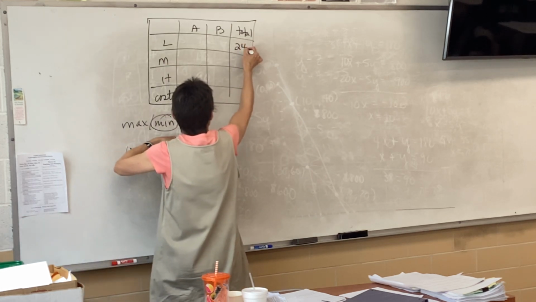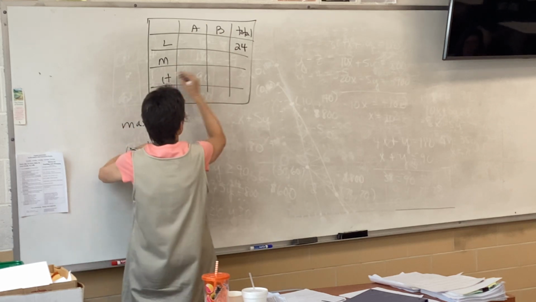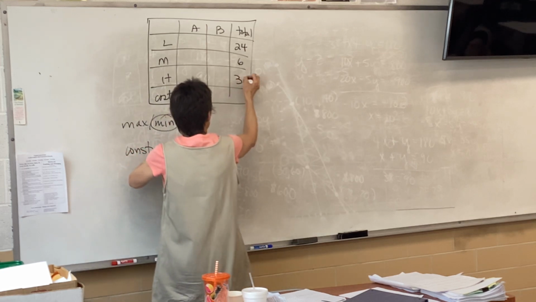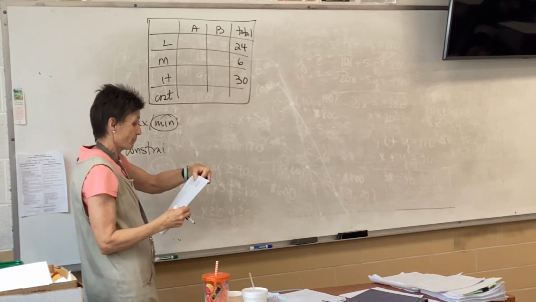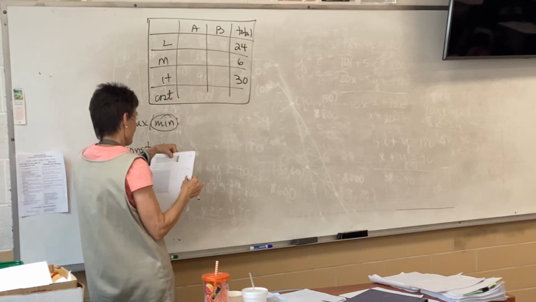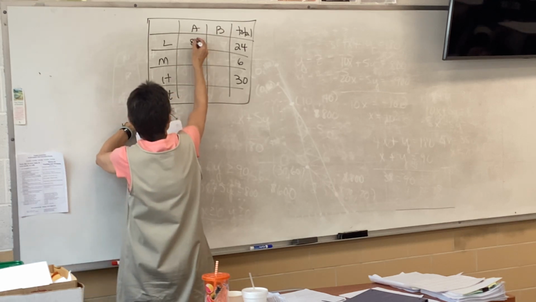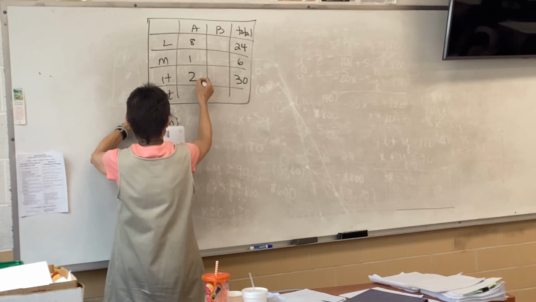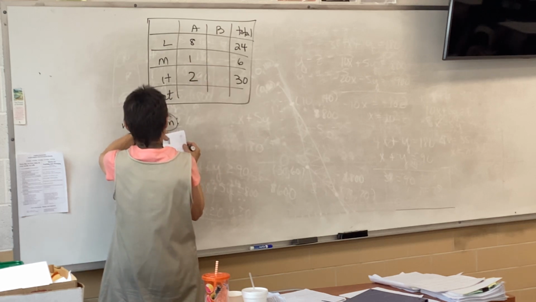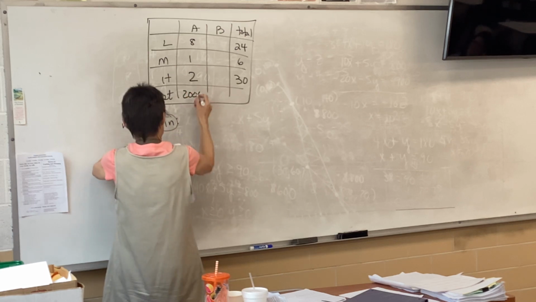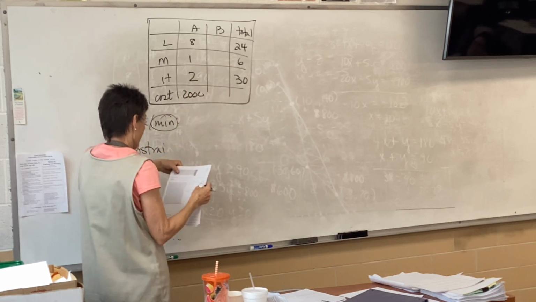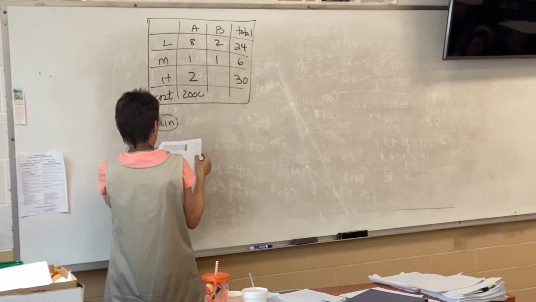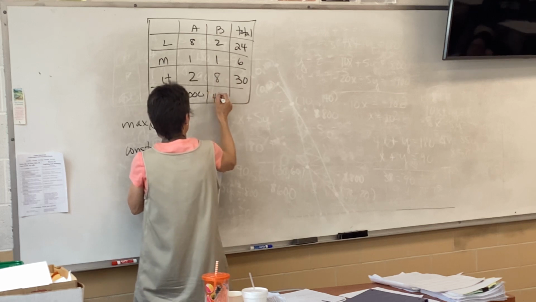Total low. 6 tons of medium. And 30 tons of high. Those are the totals. Factory A produces 8 tons of low, 1 medium, 2 high, and costs $2,000 per day. Factory B has 2 and 1 and 8, and it's $4,000.